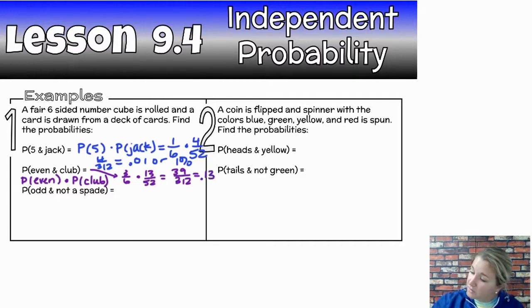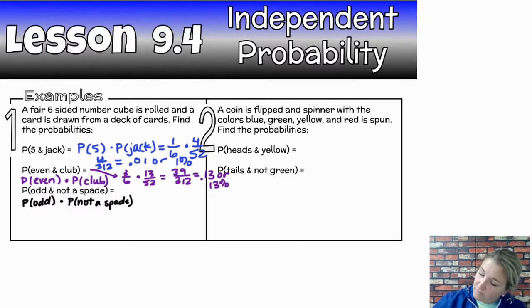I get a decimal of 0.13 or 13%. And then the last one is the probability of rolling an odd number, which is again pretty significant, and drawing not a spade. So we have the probability of odd times the probability of not a spade.